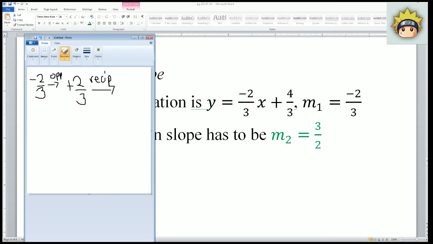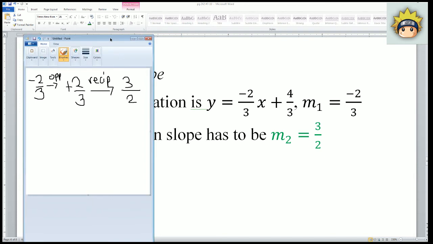What is the reciprocal of 3 over 2? 2 over 3, I mean, is 3 over 2. Alright, do you see that? Opposite reciprocal. That is how I got that. That's a bad ugly 2. That's a very good looking 2. Alright, there you go. That is how I got 3 over 2 as the slope of the second equation. Okay, because it is opposite reciprocal.